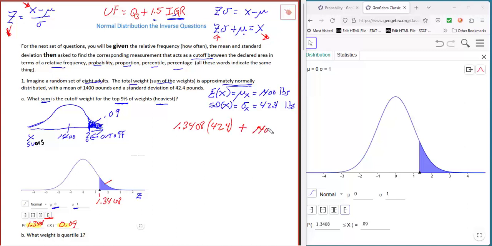plus my mean, which is 1,400. You grab a calculator, and let's see what this number comes out to be. Well, if I'm correct, and you should check me, I'm going to get 1,456.85 pounds. Okay, so what is the cutoff weight? It's this.